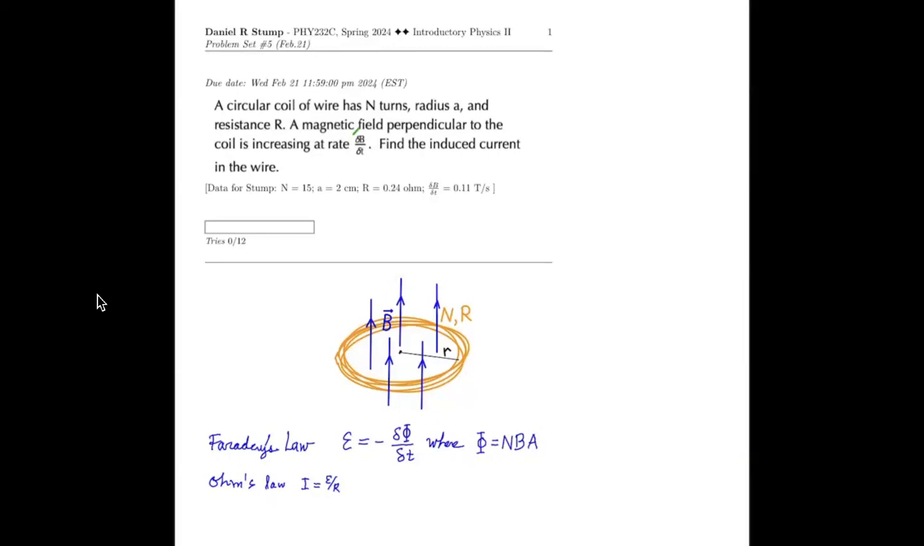That's a perfect example of electromagnetic induction. There's a change in flux through this coil that produces an EMF around the coil. There'll be a current. Find the induced current. And some parameters are given. So we always do these problems in the same way. We draw a picture. So here's the picture.